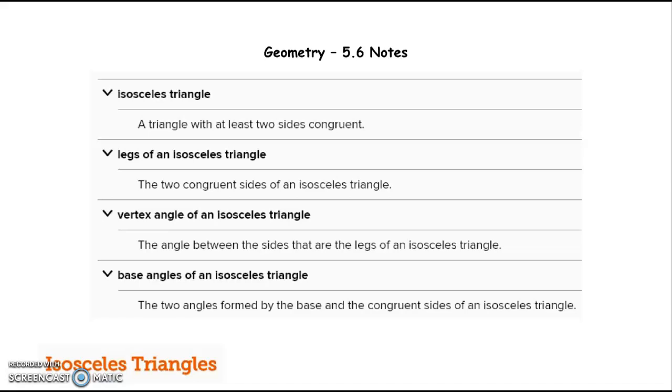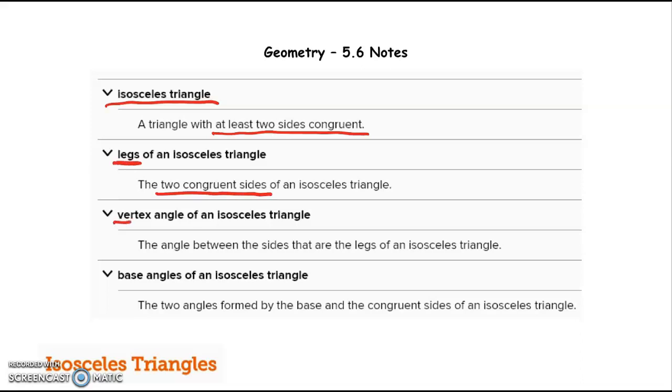The first one we're going to see is called an isosceles triangle. An isosceles triangle is a triangle with at least two sides congruent. We're going to see some of those different scenarios as we go through the notes here today. The legs of an isosceles triangle are the two congruent sides.